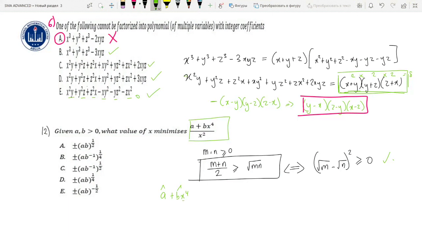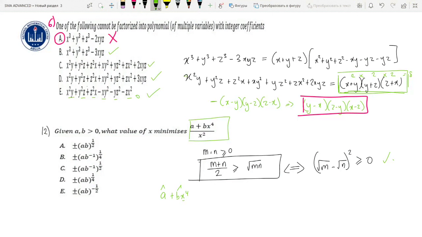And x raised to the power 4 is at least non-negative. So these 2 properties, that both of them are non-negative, are the necessary conditions for us to be able to apply AM-GM. They're actually necessary and sufficient for us to be able to apply AM-GM.